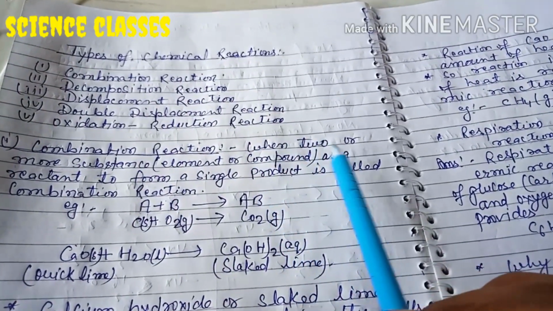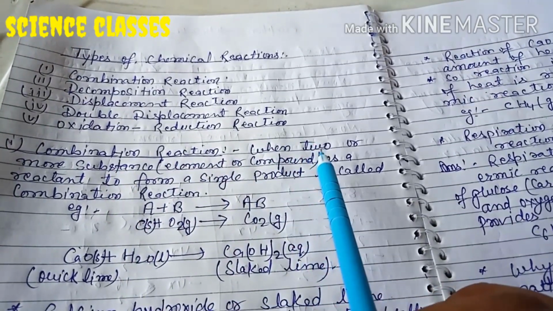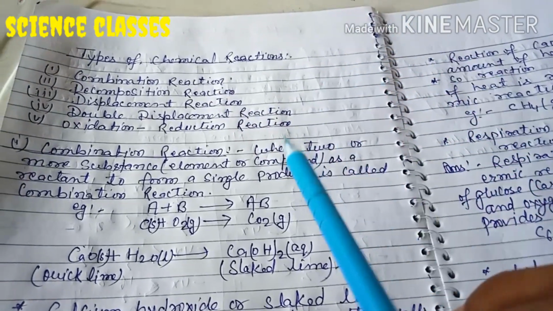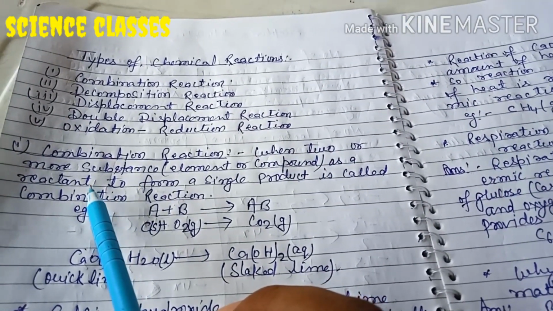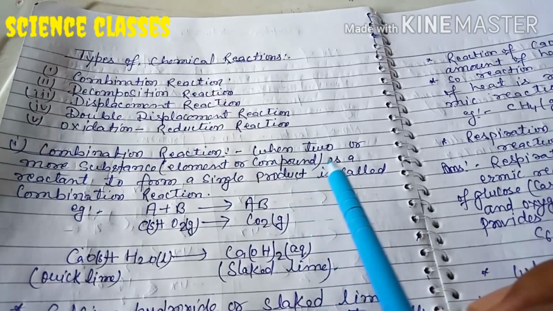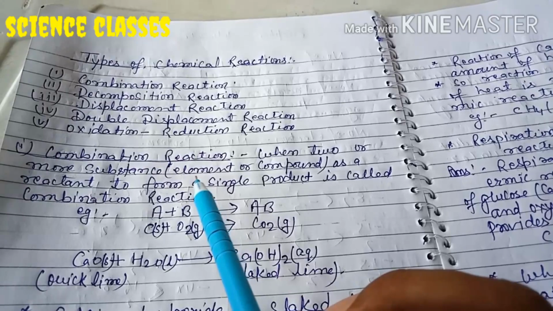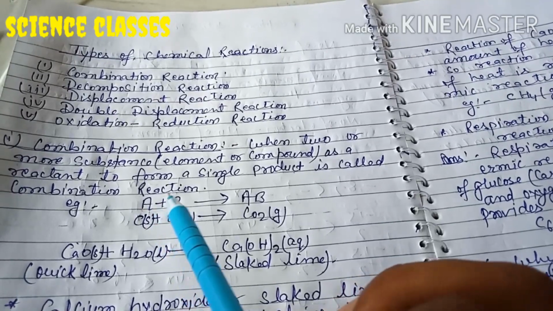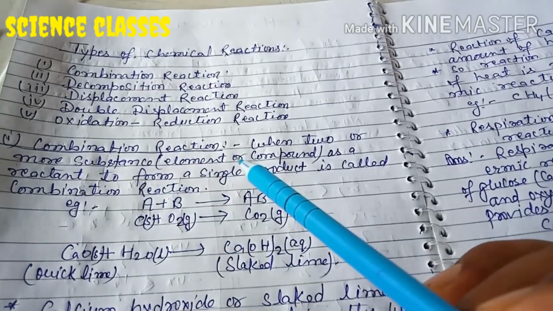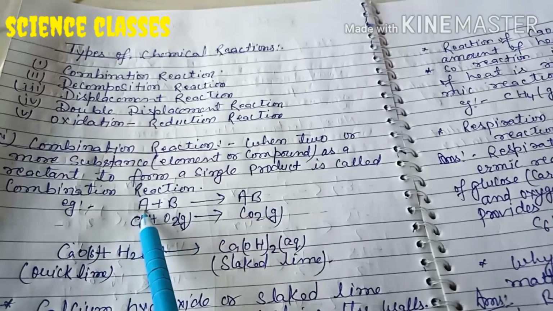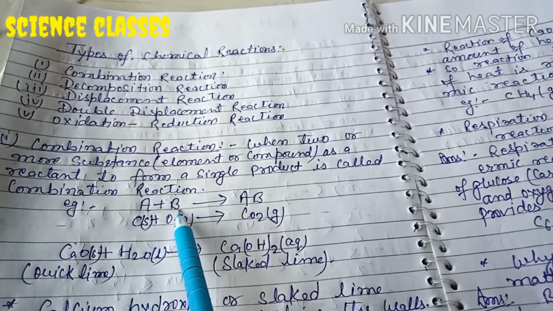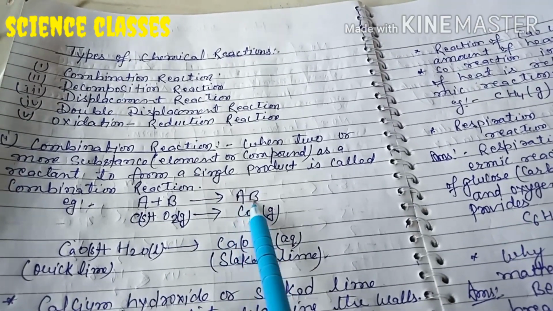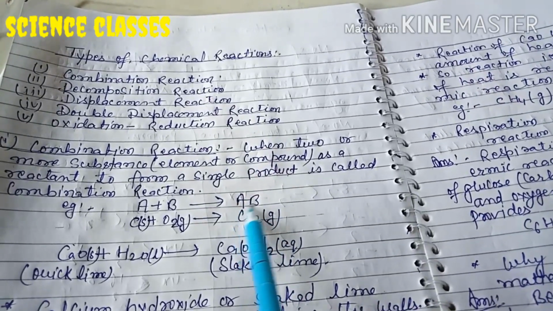When two or more substances, either elements or compounds, there will be no problem, act as reactants to form a single product, it is called a combination reaction. Here I am taking A as an element and B as another element. When they both combine, they will form a single product AB. As per our definition, it is the same.